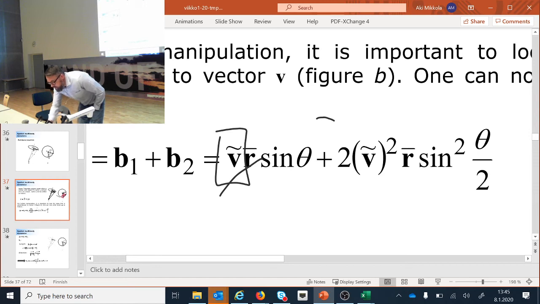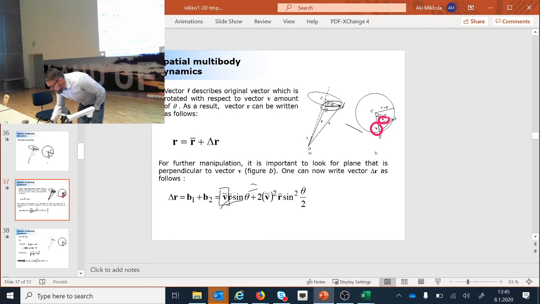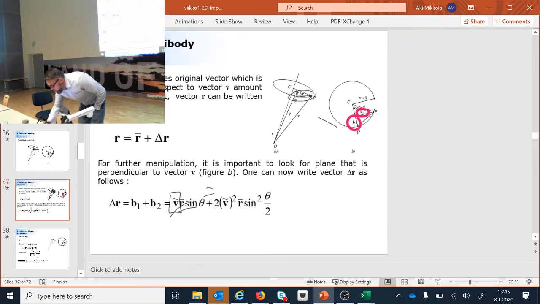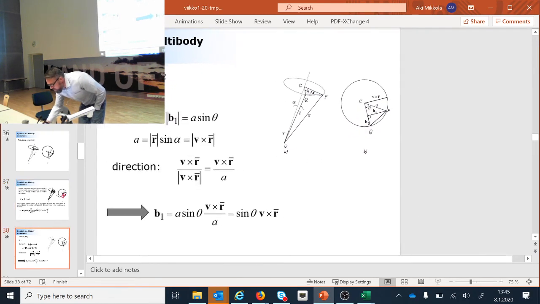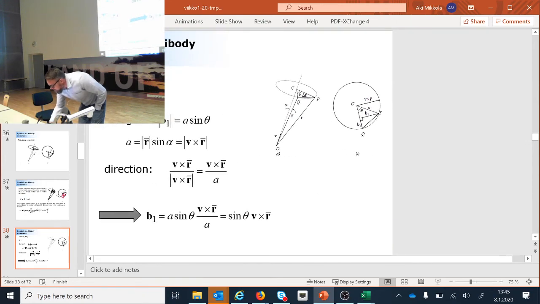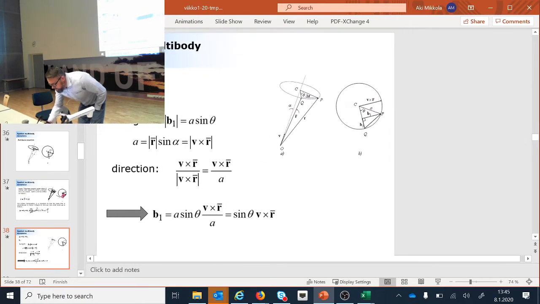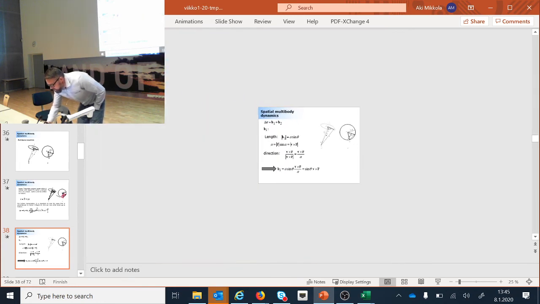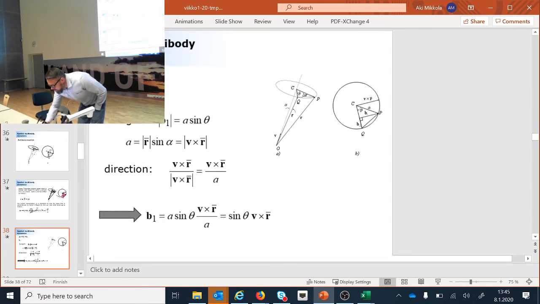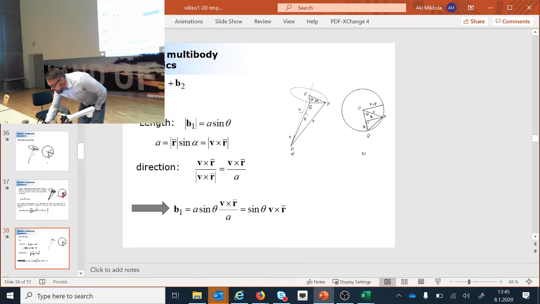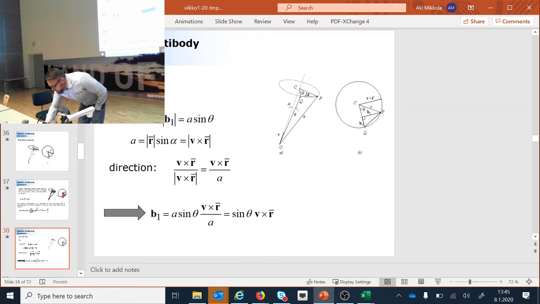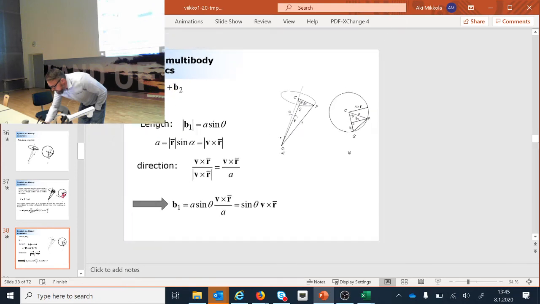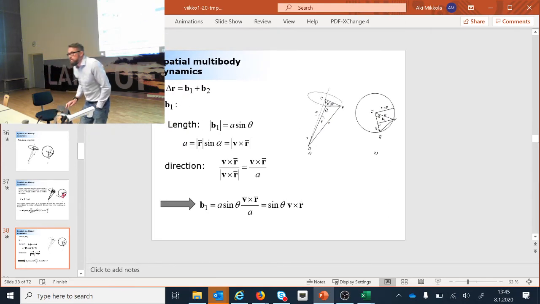But how to get this final result? Now, let's make this a bit bigger. I just wanted to move to the left-hand side. There's something that I do wrong here. Okay, anyways, so these are the components, B1 and B2.